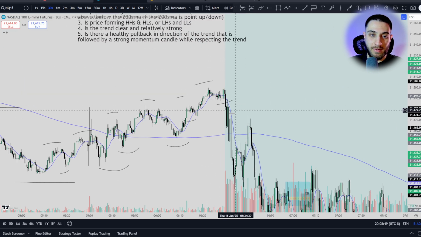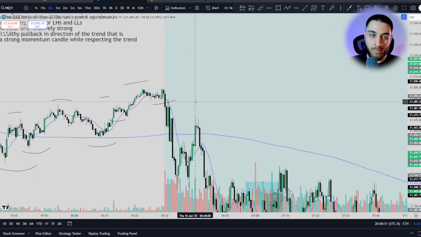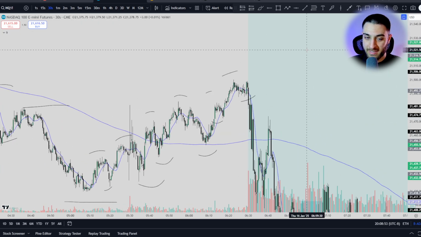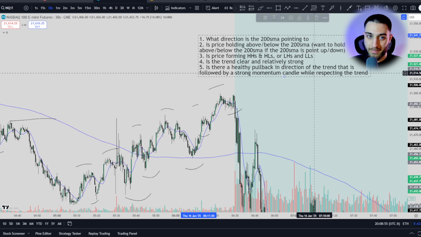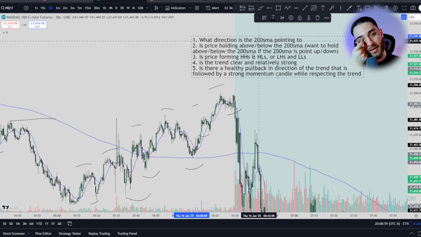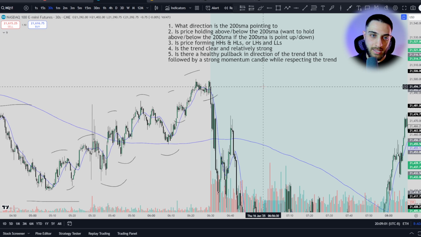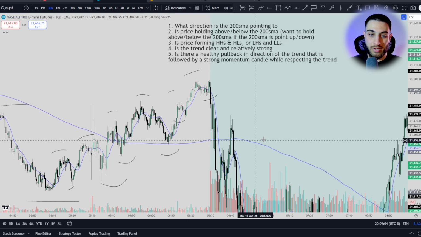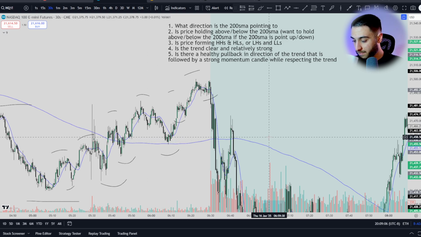So I want to see some continuation of the 200 SMA along with us continuing to form higher highs and higher lows for me to want to take the trade, right? If we pull out the rules again, what direction is the 200 SMA pointing? I want to see it clearly pointing in one direction, not flat. When it's flat, I don't like to take any trades.